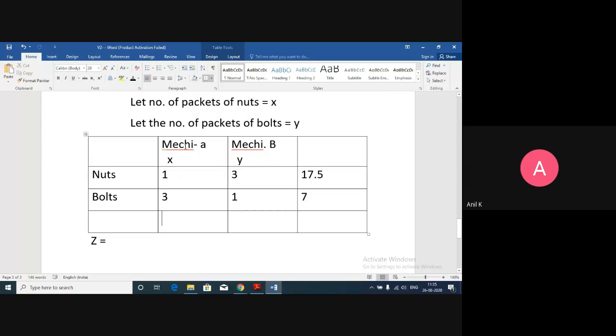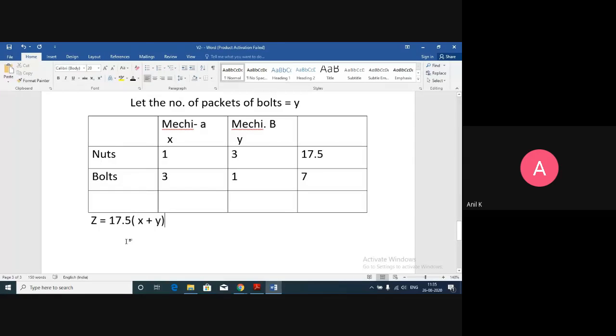Just a minute. If I take nuts here and bolts here, if I interchange the position, wait a minute, these are the number of hours it is working. I'm making packets of nuts on machine A. 17x. Okay, yeah, I got it. This will be 17.5 into x plus y.